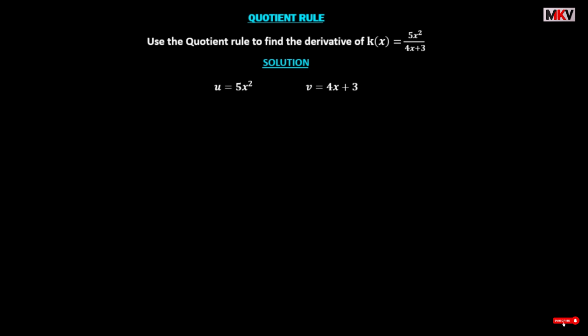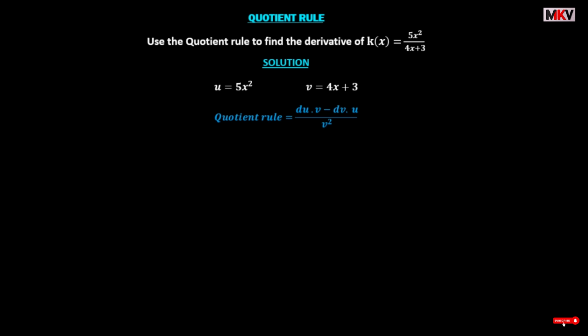Now we have a formula that we go by to use the quotient rule, which is du times v minus dv times u all over v squared. Meaning we are supposed to find du, which is the derivative of u with respect to x, then dv, the derivative of v with respect to x. We have our v already, we have our u already, then v squared as our denominator.